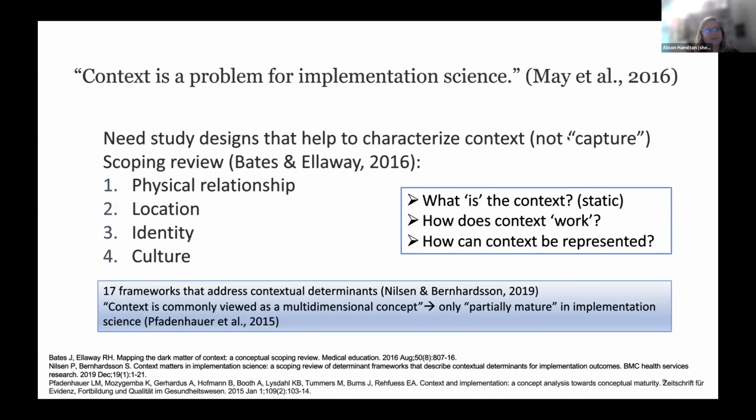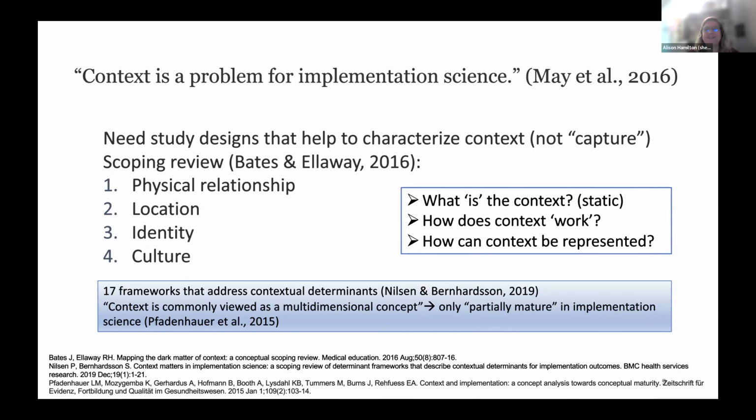So Carl May, whose work is always provocative and excellent, said that context is a problem for implementation science. And really, I think what he refers to is that context is dynamic. It's something that's always changing. It's really not something that we can quote unquote capture. We need to characterize context, but this idea that we would capture it suggests that it's this static entity that we can thoroughly measure, thoroughly assess, and completely and comprehensively characterize. And that's just really not possible.